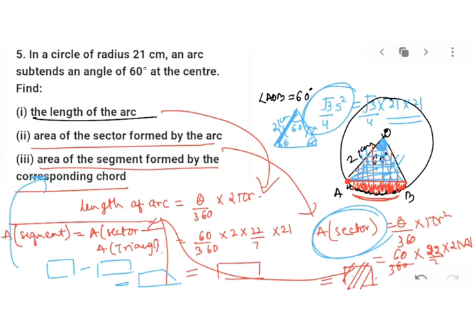So how to find area of segment? Area of segment is area of sector minus area of triangle. For triangle you have to use the formula for finding area. Because it's an equilateral triangle, I have used root 3 upon 4 side square. And area of sector you have already found.